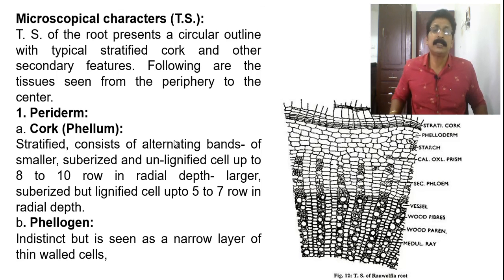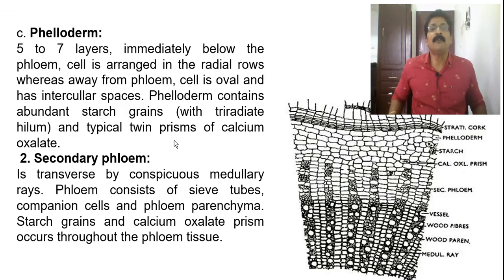Indistinct, but it is seen as a narrow layer of thin walled cells in the phloem. So you see, the next one is the phloem. Phloem is 5 to 7 layers immediately below the cork cells, arranged in radial rows, whereas away from the cork the cells are oval and have intercellular spaces. And it contains abundant starch.